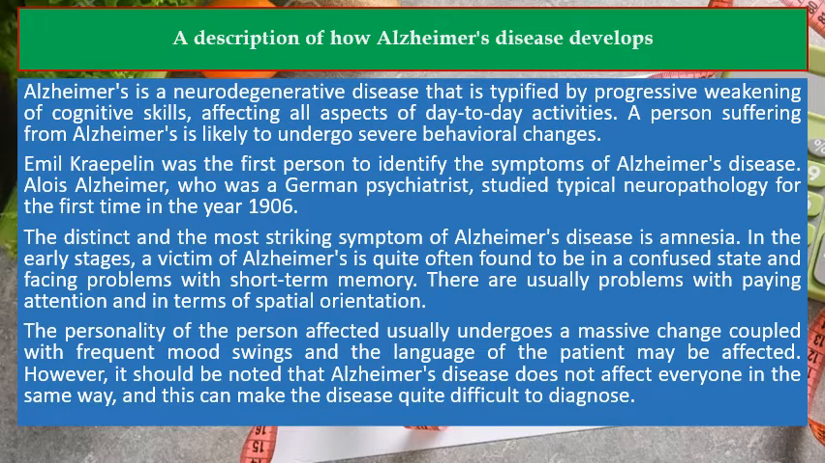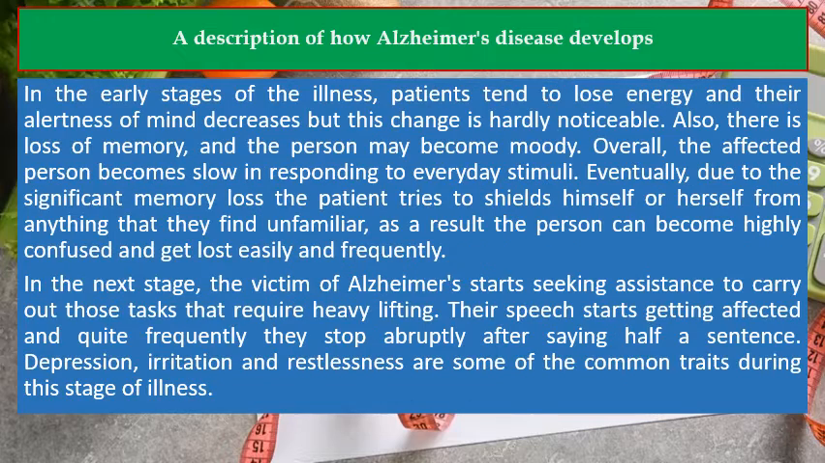However, it should be noted that Alzheimer's disease does not affect everyone in the same way, and this can make the disease quite difficult to diagnose. In the early stages of the illness, patients tend to lose energy and their alertness of mind decreases, but this change is hardly noticeable. Also, there is loss of memory, and the person may become moody. Overall, the affected person becomes slow in responding to everyday stimuli.